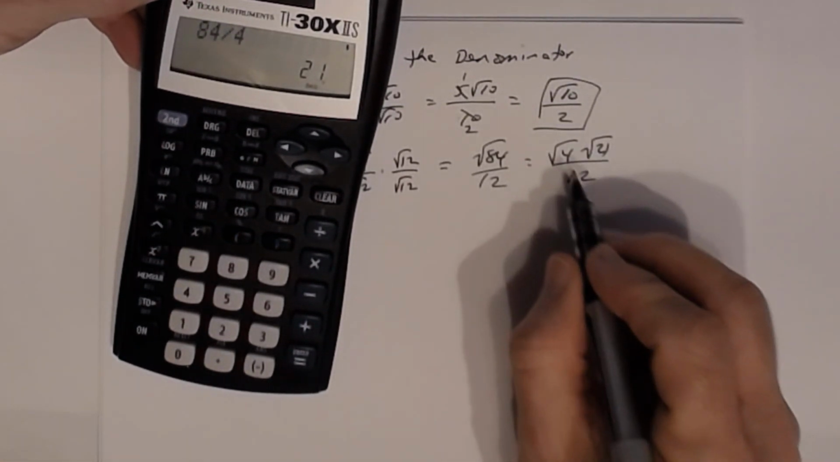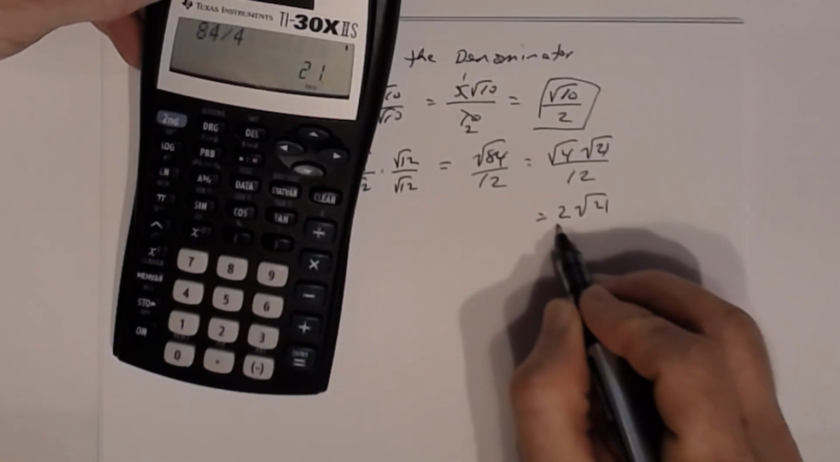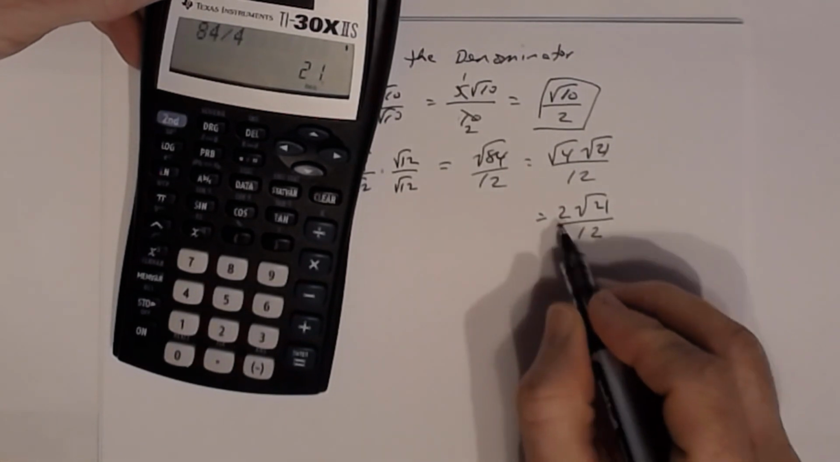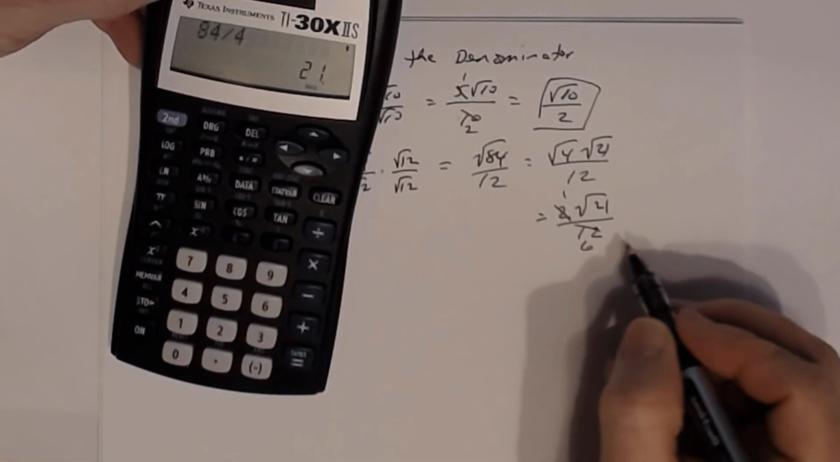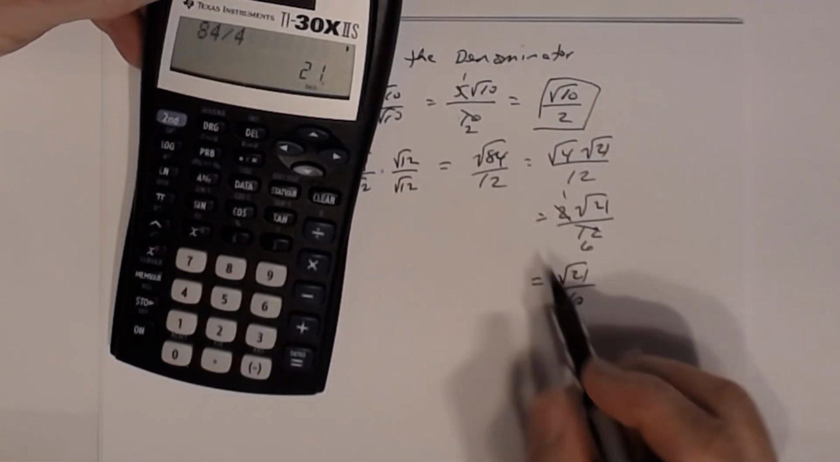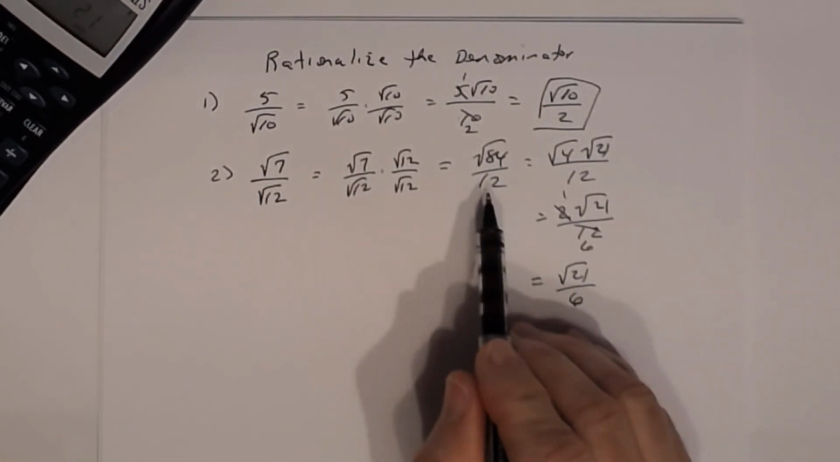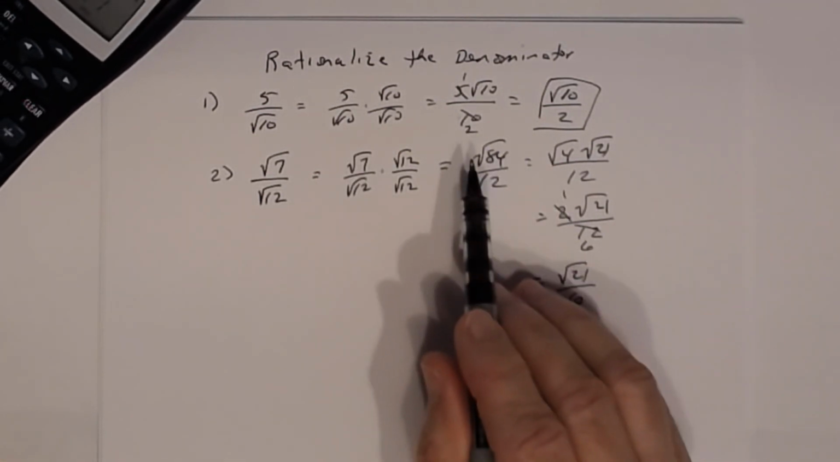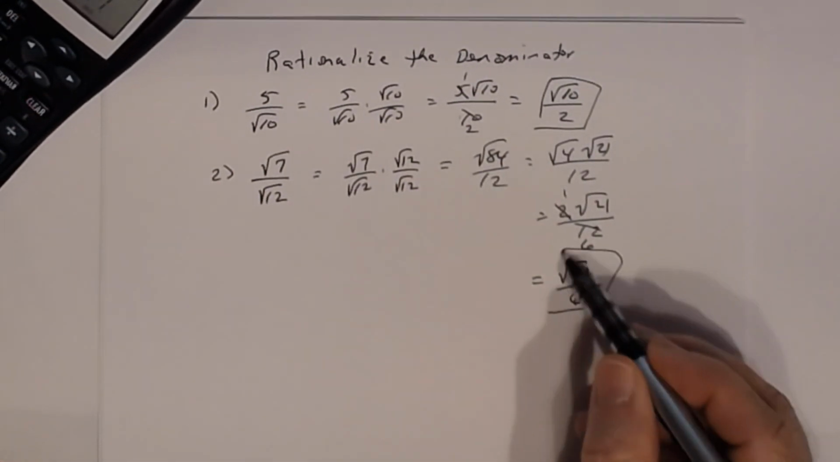And then I can simplify the square root of 4. The square root of 4 is 2. So you get 2 square root of 21 divided by 12, and then reduce. 2 into 2 is 1. 2 into 12 is 6. So your answer is the square root of 21 divided by 6. So even though it said rationalize the denominator, so I did rationalize the denominator, you need to simplify the radicals as much as possible. And so we simplified. So that's your answer there.